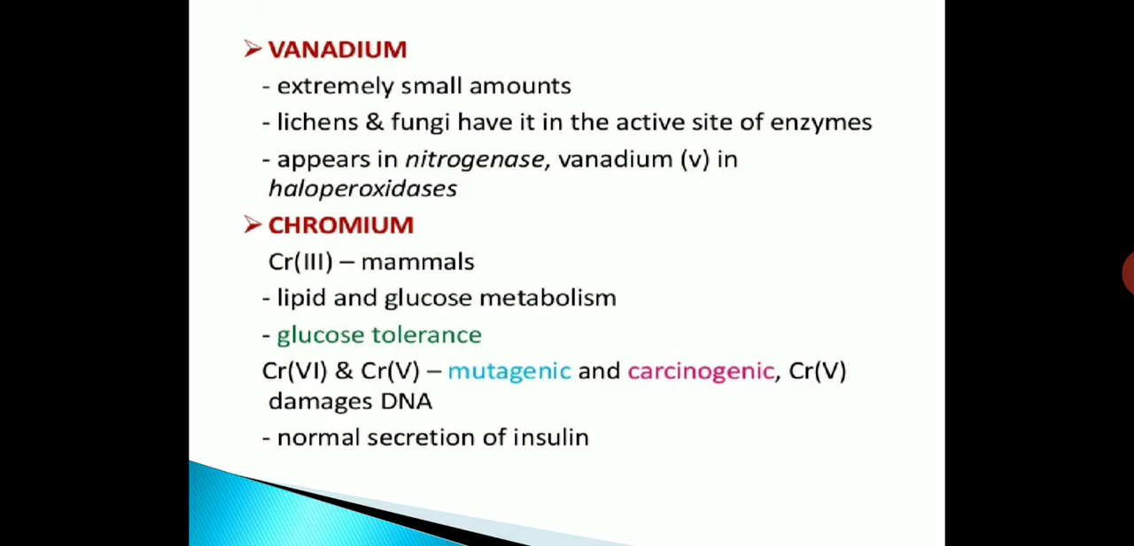Chromium. Chromium III is found in mammals, in lipid and glucose metabolism, glucose tolerance. Chromium VI and chromium V are mutagenic and carcinogenic. Chromium V damages DNA, and affects normal secretion of insulin.